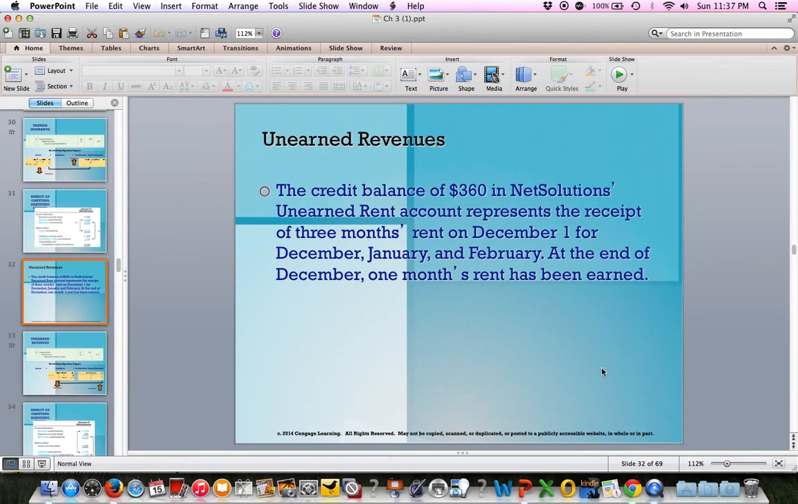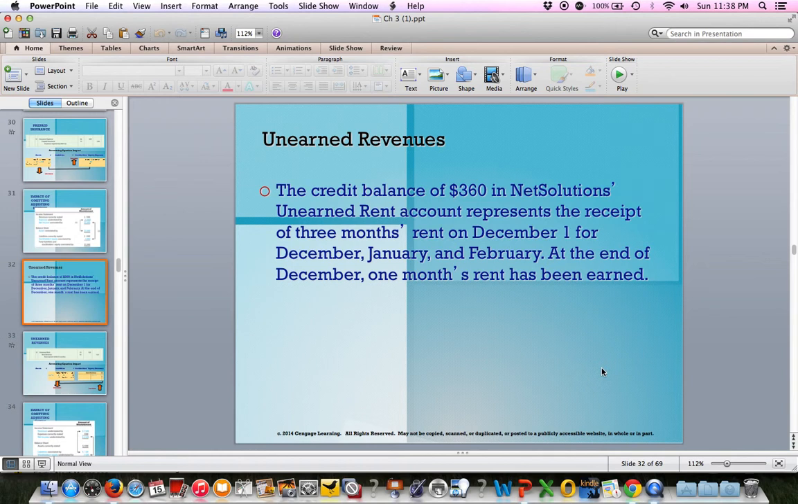Unearned premiums or unearned revenue is the next one. It says the credit balance of $360 in Net Solutions' unearned rent account represents receipt for 3 months of rent on December 1. That was good for December, January, and February. At the end of the month, 1 month's rent has been earned.